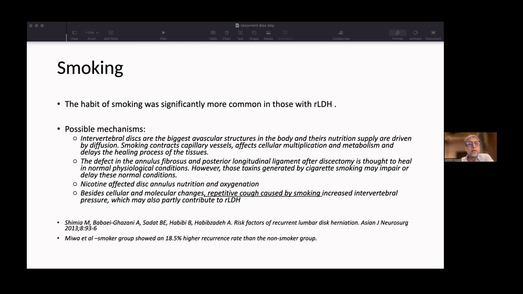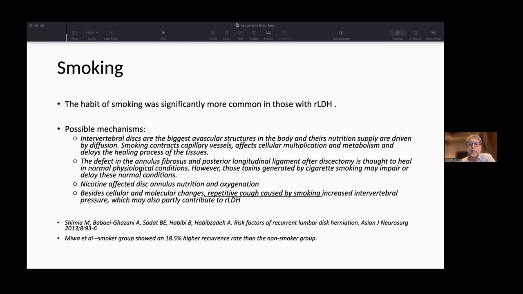Now, smoking was significantly more common in those patients who had recurrent disc herniation. And the possible mechanisms were, because the discs are the biggest avascular structures in the body and the nutrition is supported by diffusion, the smoking contracts the capillary vessels and affects the cellular multiplication and metabolism. And in that way, it delays the healing process of the tissue.